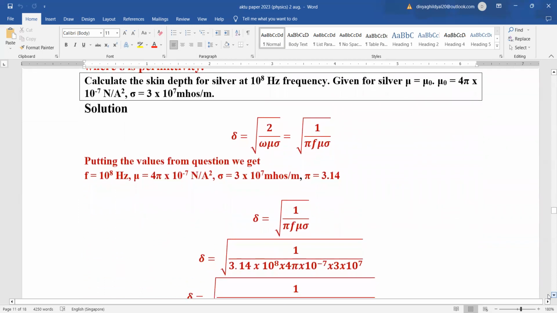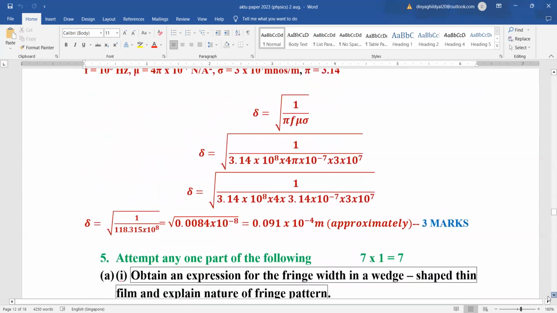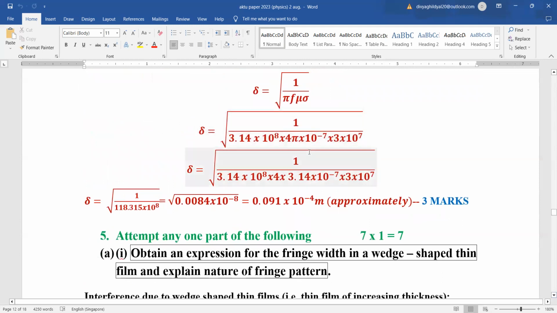Calculate the skin depth for silver at 10 to the power of 8 hertz frequency. This is a very simple numerical. You just have to put the values in the formula. Del is equal to the square root of 1 upon pi f mu sigma. And be careful while solving the question. The trick lies in the handling of the powers of 10, and pi is 3.14. So this 10 to the power of minus 7 and this 10 to the power of 7 will get cancelled, and straight away you just have to find out the square root.